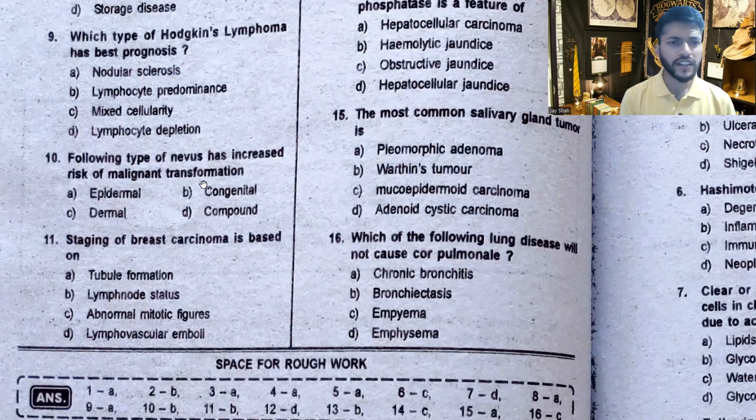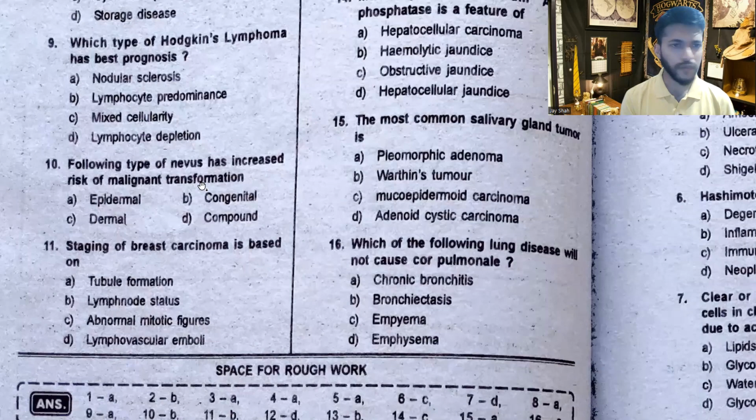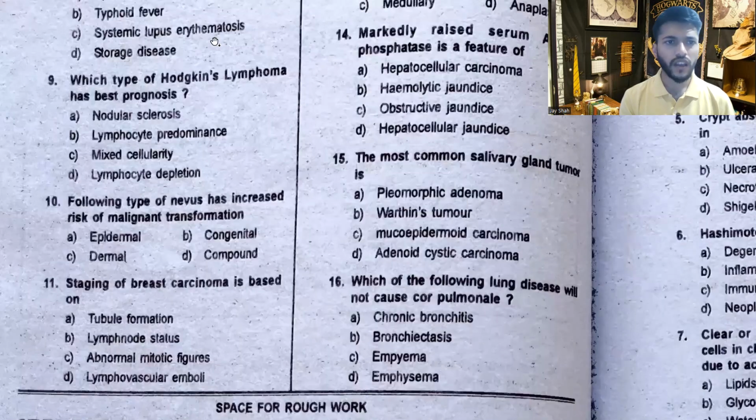Following type of nevus has increased risk of malignant transformation. They generally say that it is congenital. Even I am not sure. Do check it once. Which type of Hodgkin's best prognosis? Nodular sclerosis, without doubt.